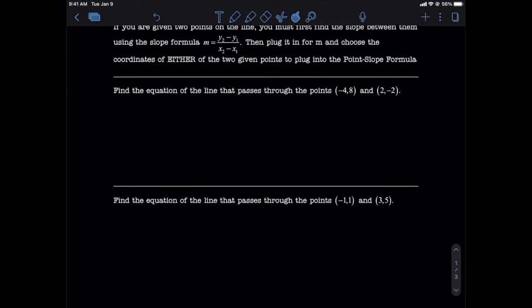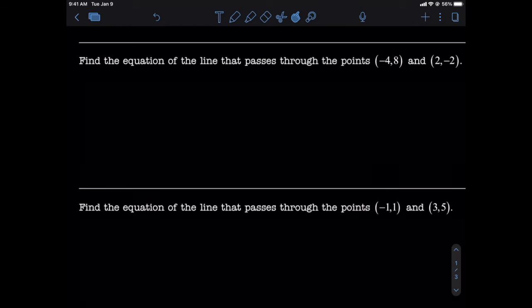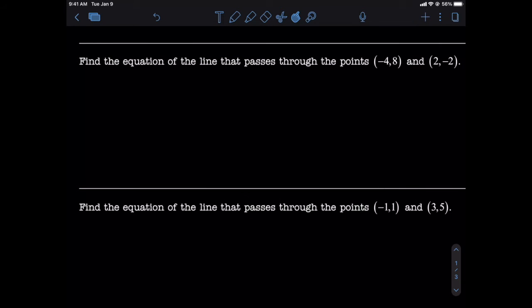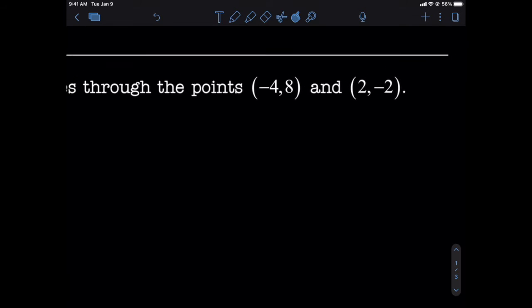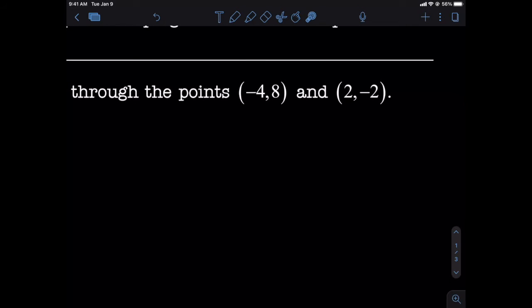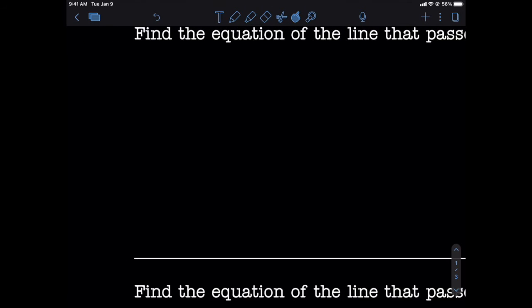The first example wants us to find the equation of the line through (-4, 8) and (2, -2). To find the slope, we first need to define x1, y1, and x2, y2. I got my two x's right there. My smaller x is going to be my x1. That's just a personal preference. That means that the associated y is y1, which means the other point is x2, y2. Now we plug into the slope formula here.